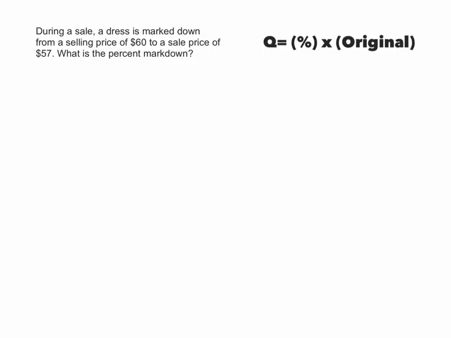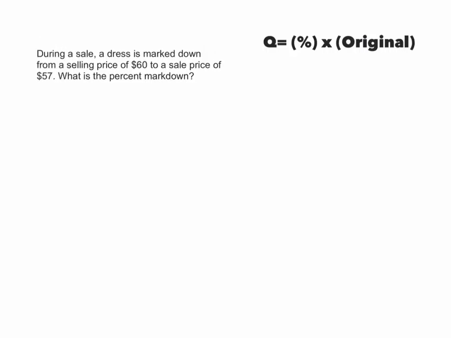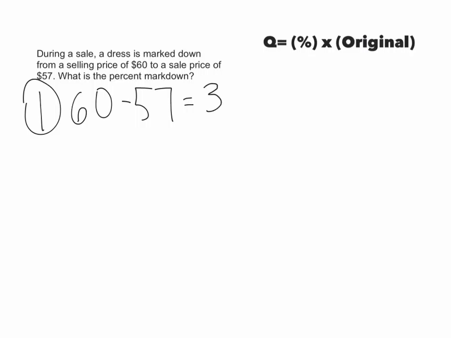So for this one, remember they said we want to find out the percent markdown. But the first thing we're going to do is subtract. So the first thing we want to do, step one, is 60 minus 57. Those were our selling price and the sale price, and the difference between those is going to be 3. So now that we have this information, we can plug it right into our equation that I mentioned at the top right.